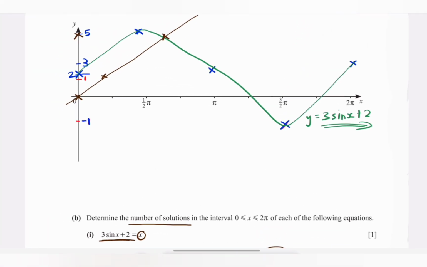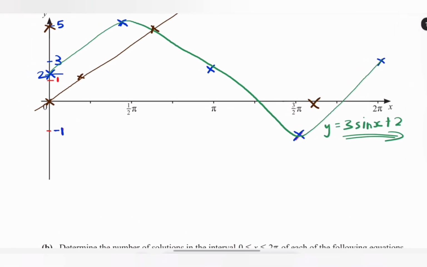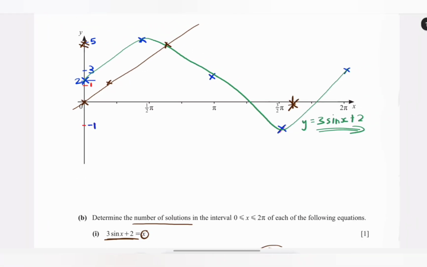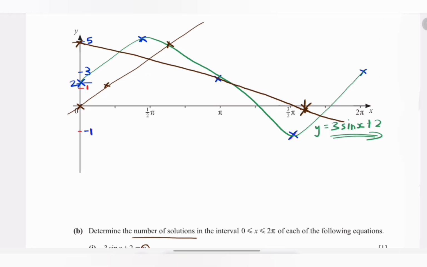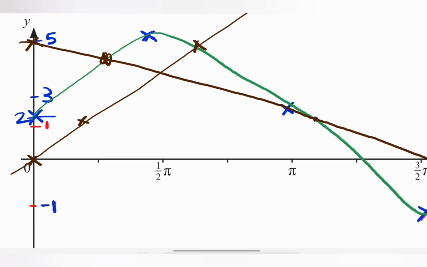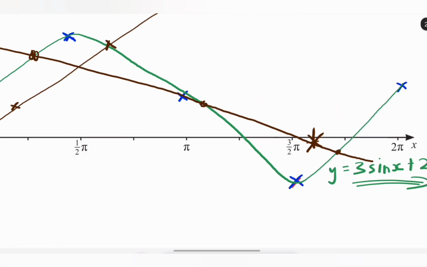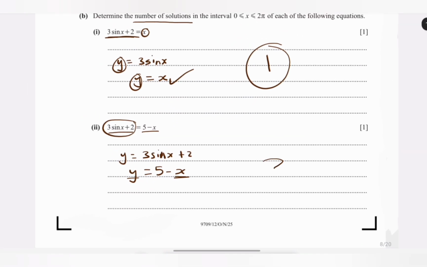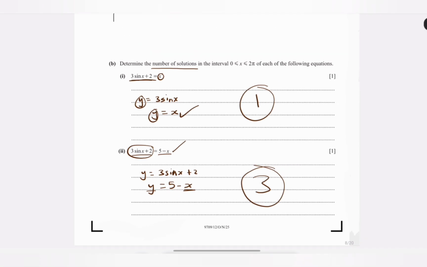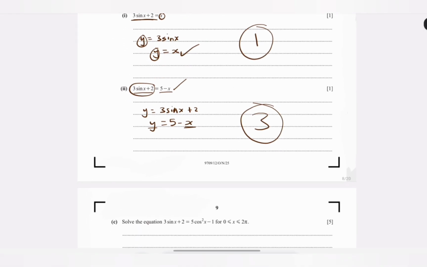3 over 2 pi will be somewhere close, it's 4.7. So it's somewhere here, the 5. So if we join these two, we can see that we have 1, 2, and 3 solutions. And so for this, it will be 3, the number of times this line is crossing the graph that we drew. And so 1 and 3 will be our answers to get those 2 marks.